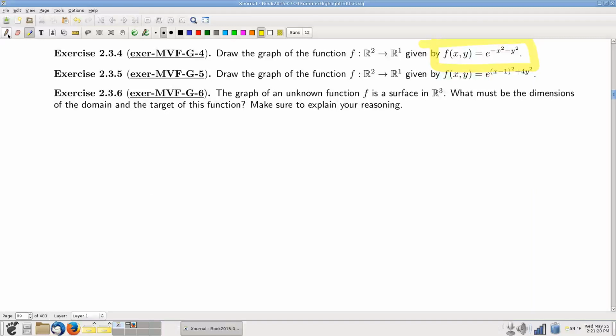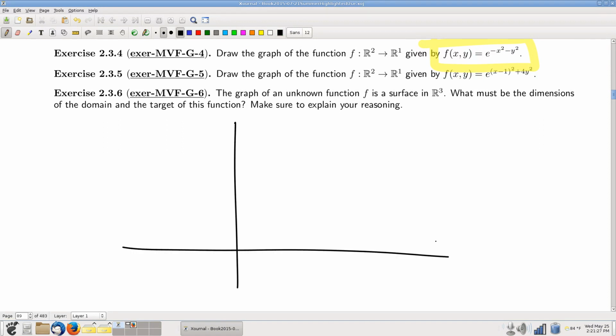Okay, so on this one it's very similar to the previous one. So it's still rotationally symmetric around the z-axis. The equation for the graph looks very similar. Z equals, this time, e to the negative x squared plus y squared.